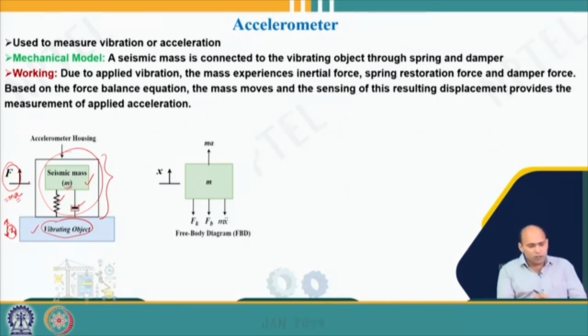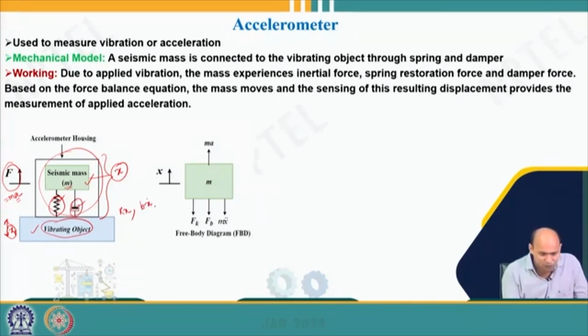Displacement of what? Displacement of the seismic mass, isn't it? So, in this case, when the accelerations or vibrations are applied to this acceleration sensor, x is the resulting displacement of the mass, and because of that displacement I will have 3 more forces. One is the spring restoration force, that is simply k into x, right? Then you have the damper force, that is b into x dot, and one more force, that is your inertial force m x double dot.